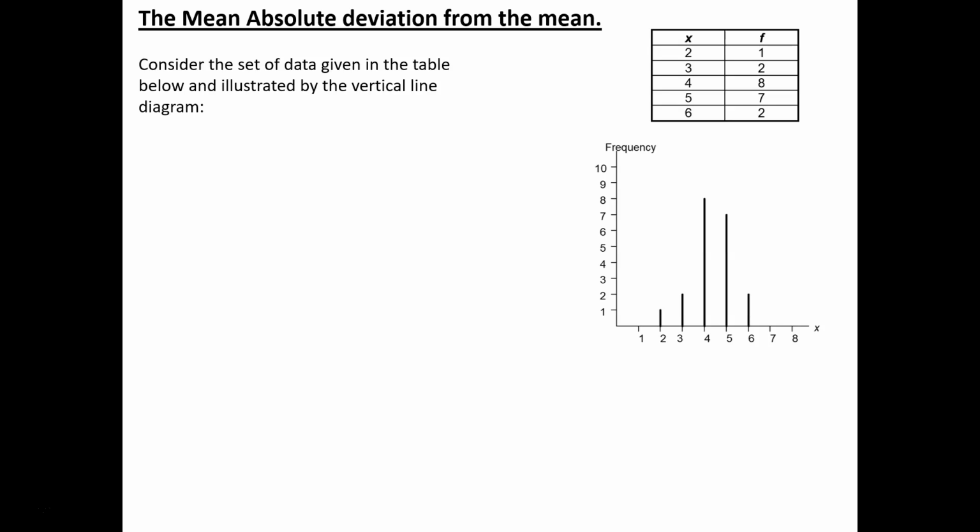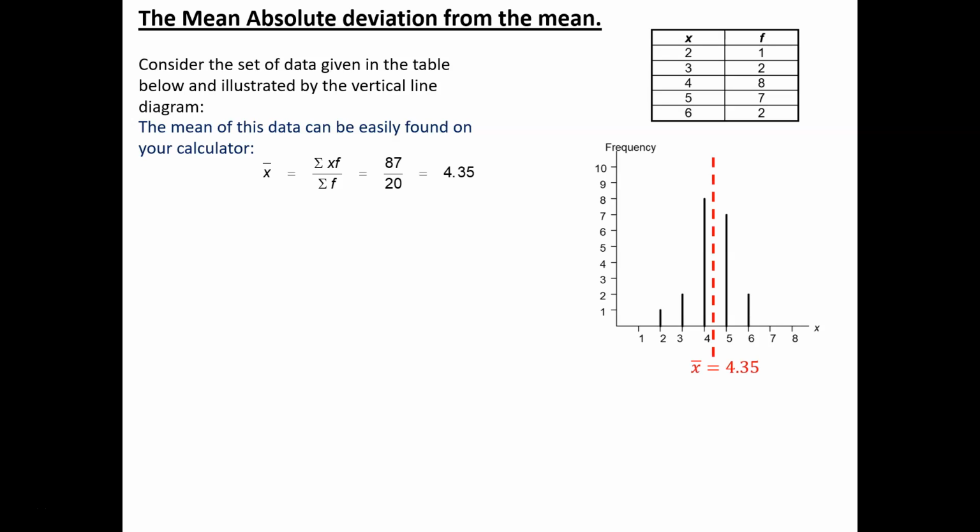So consider the data that we've got here, where x takes the values 2, 3, 4, 5 and 6 with frequencies 1, 2, 8, 7 and 2. We've illustrated it with a vertical line diagram. The mean of this data can be easily found on your calculator. It is 4.35. So the mean, if you like, represents the centre of the data. I'll mark that in on the vertical line diagram.